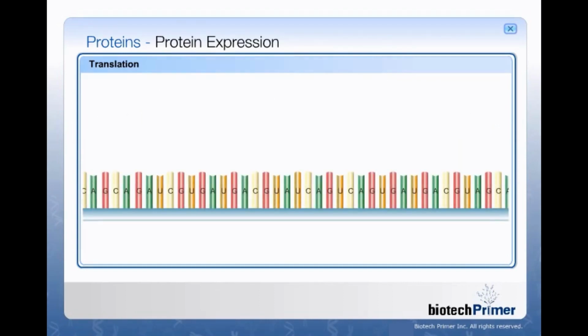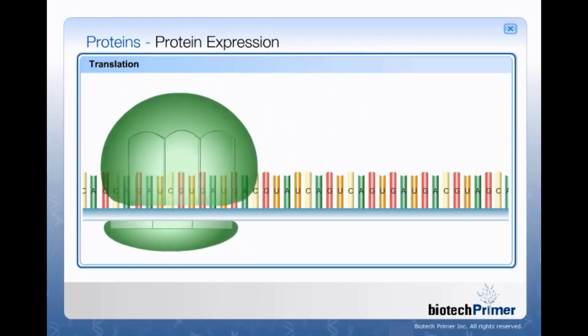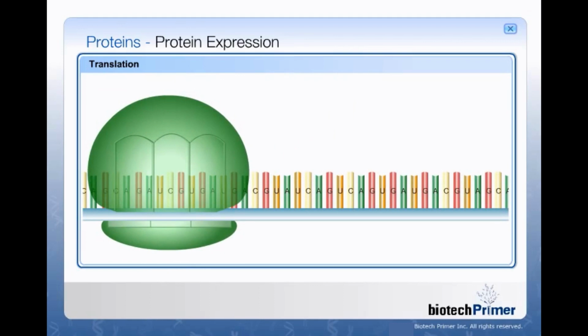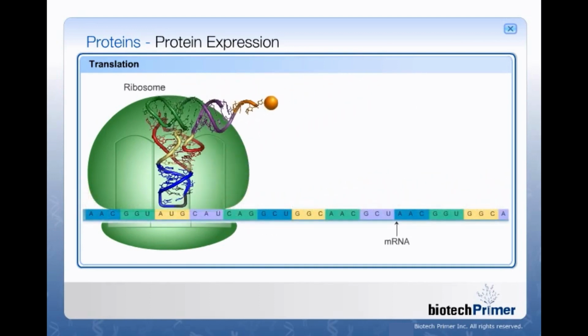The machinery which reads the mRNA and synthesizes the protein is called the ribosome. Ribosomes have two subunits, one large and one small, which assemble on the mRNA. The large subunit has two binding sites for another type of RNA called transfer RNA, or tRNA.